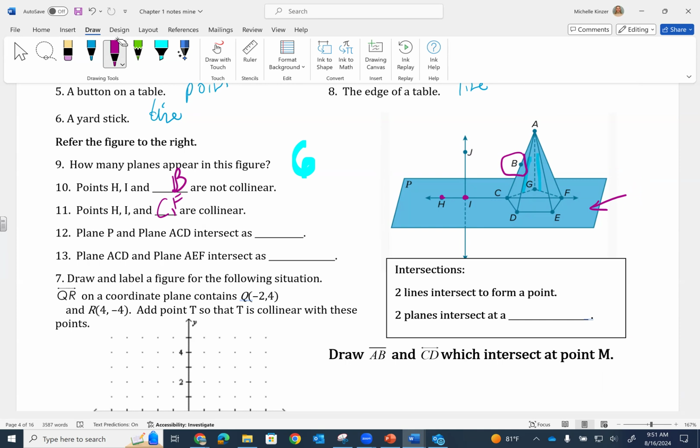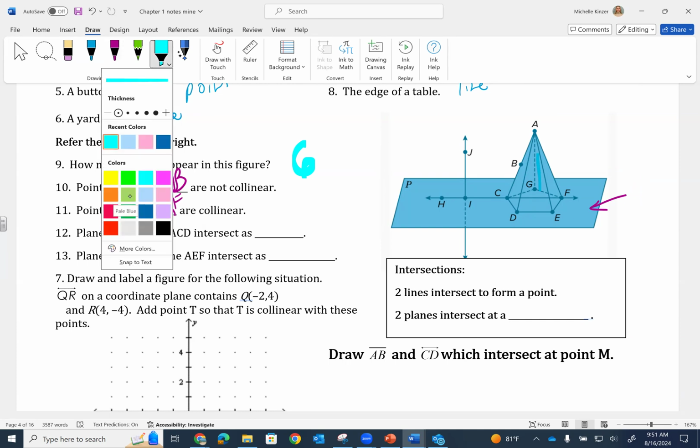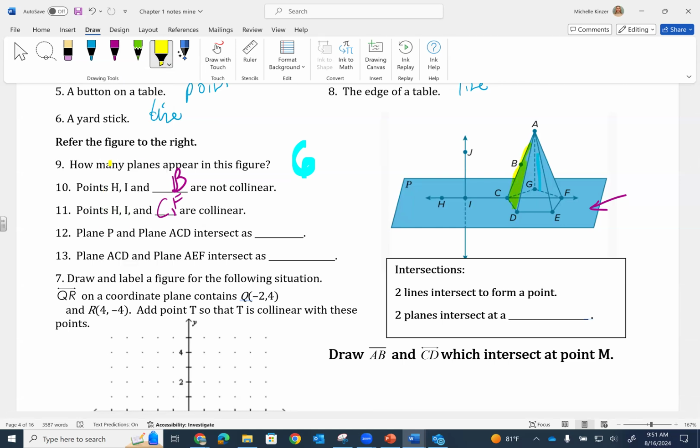Okay, plane P and plane ACD. Okay, so plane P is the flat surface, like the table. And then plane, they're talking about ACD, okay, that's this one right here. Okay, where do those 2 planes meet? Okay, 2 planes, if they're parallel, they don't meet. Like 2 pieces of bread, if you have a lot of meat between the pieces of bread, those planes won't meet because they're separated. They're parallel to each other. But if they do meet, they're going to meet at a line.